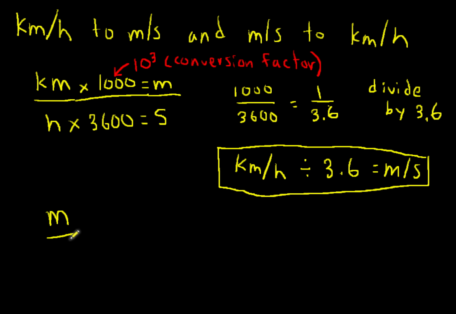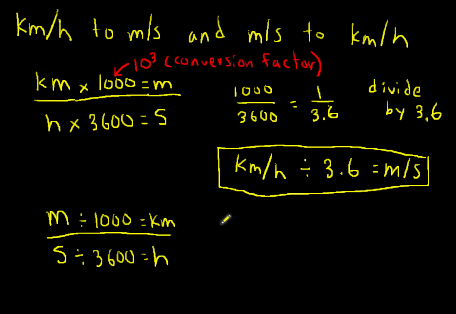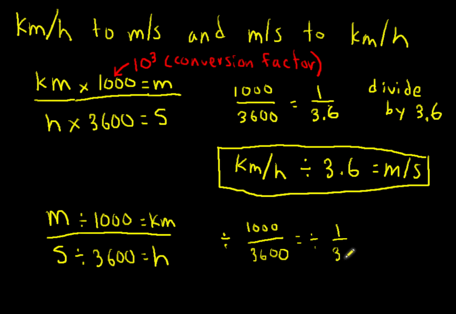The 3.6 appears also when you go from meters per second to kilometers per hour. A meter divided by 1,000 gives a kilometer. A second divided by 3600 gives an hour. Dividing by 1,000 over 3600 is also like dividing by 1 over 3.6. And dividing by 1 over 3.6 is the same as multiplying by 3.6. So a meter per second times 3.6 equals a kilometer per hour.